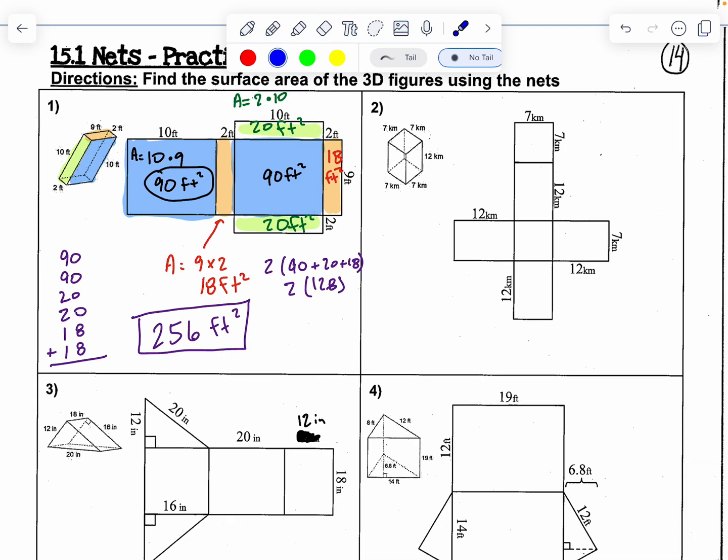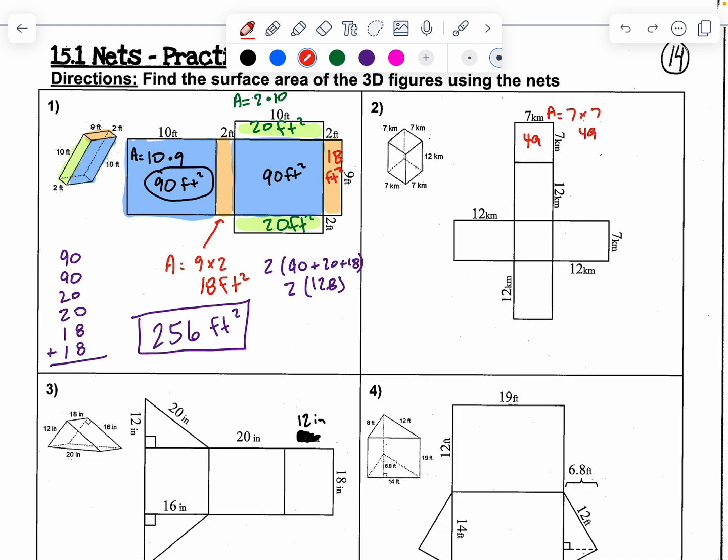All right, so let's do the next one. I'm going to try this one without doing all the coloring, but just work through this. This is going to be similar, though, in that you're going to have a top and a bottom, which are the same. The left and right sides are going to be the same, and the front and the back are going to be the same. So 7 by 7. So I'm going to do 7 times 7, because they're all rectangles. That's 49. So 49 in here, 49 kilometers square.